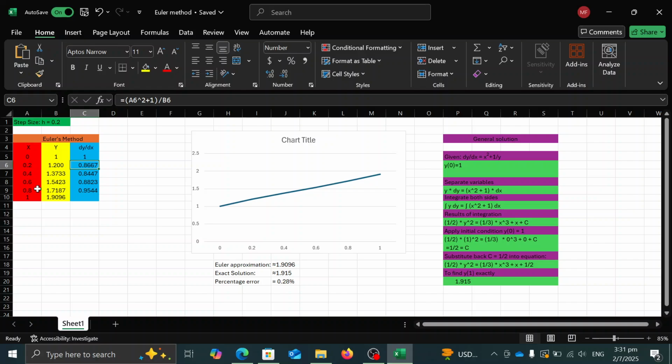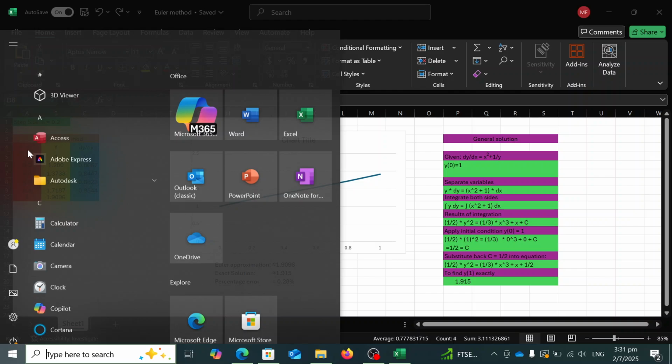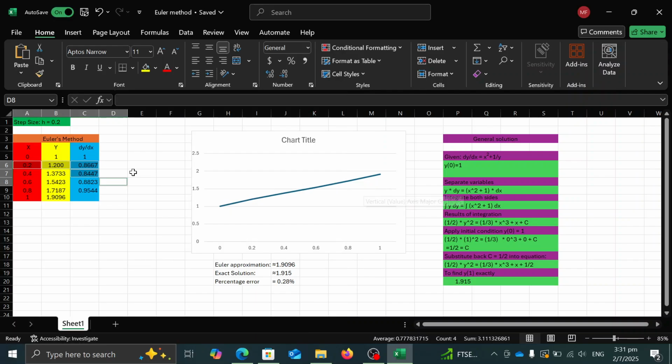So this is the Euler's method formula represented on an Excel spreadsheet. The x represents 0.2, the step size, which is the column, plus 0.2, and it increases until 1. And the y represents the Euler's method formula, and the dy over dx represents the function x squared plus 1 over y. So as you can see here, using all three columns, I've got the resultant value of 1.9096, which I've gotten previously.